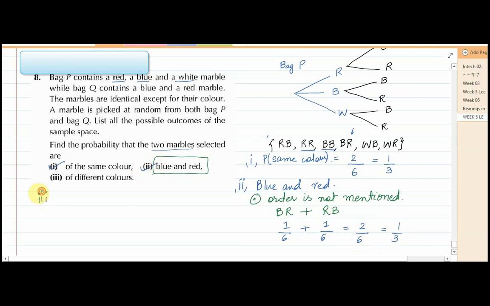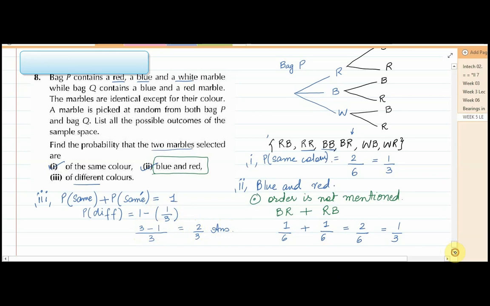For part 3 it says different colors. Now can you use the concept of probability of same color plus probability of not same color, the complement, that means not same, or you can say different, they both are the same, is equal to 1. Can you find the probability of different colors by yourself? So the probability of different, that is not same, is equal to 1 minus the probability of same, that is 1 divided by 3. After taking the LCM, that is 3, it will be 3 minus 1, which is equal to 2 divided by 3, and that is your answer, right?